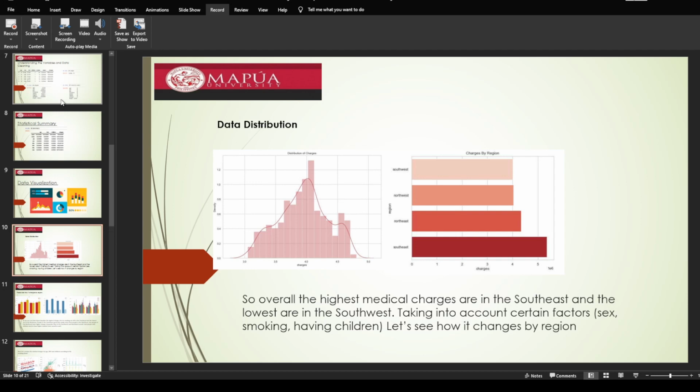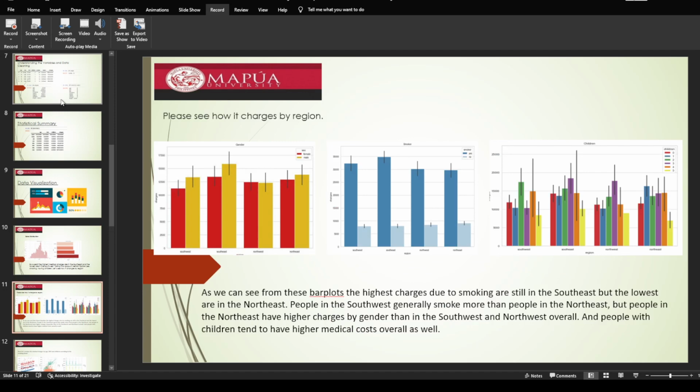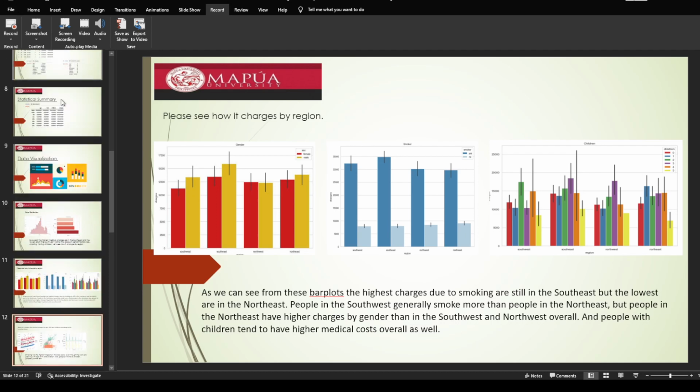So overall, the highest medical charges are in the Southeast and the lowest are in the Southwest, taking into account certain factors: sex, smoking, having children. Let's see how it changes by region. As we can see from the bar plots, the highest charges due to smoking are still in the Southeast, but the lowest are in the Northeast. People in the Southwest generally smoke more than people in the Northeast, but people in the Northeast have higher charges by gender than in the Southwest and Northwest overall. And people with children tend to have higher medical cost overall as well.